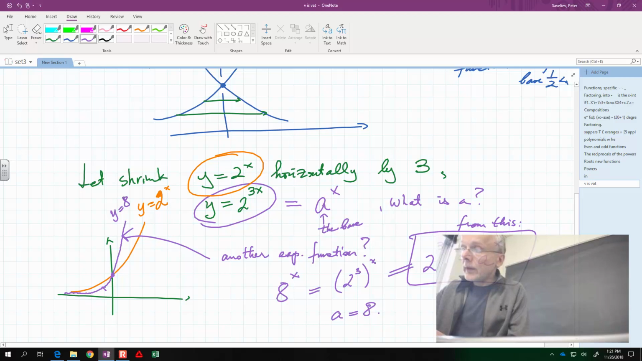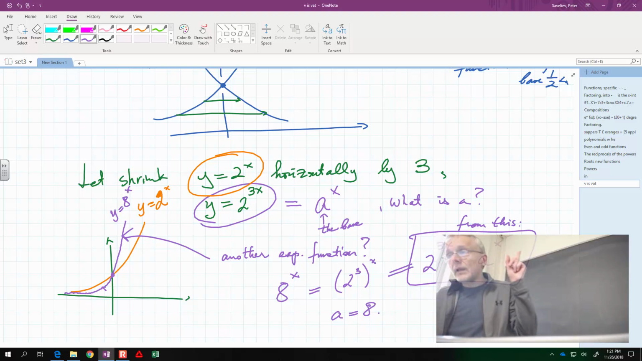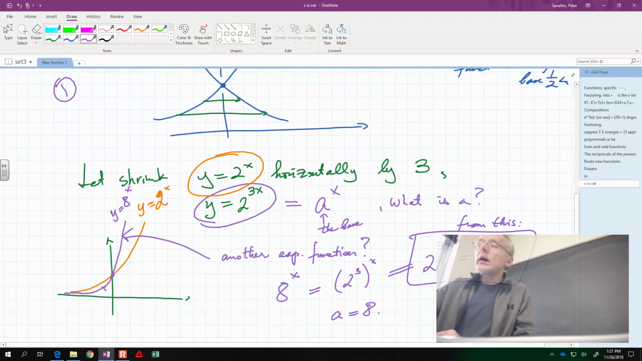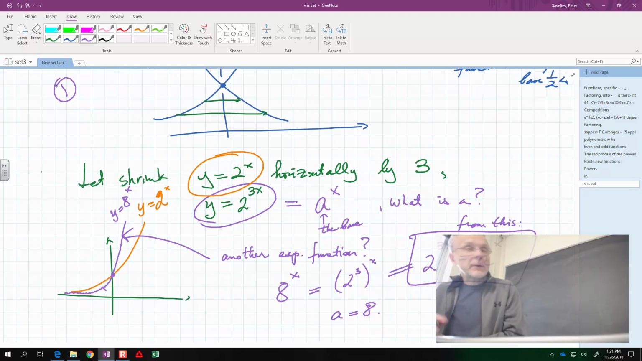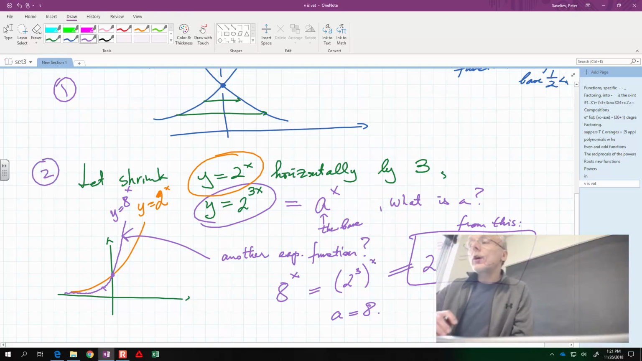Y equals 8x. So it's also an exponential function, just the base is different. So horizontal flipping, the previous example, showed that horizontal flipping of an exponential function produces another exponential function. Now, horizontal shrinking or stretching of an exponential function also produces an exponential function, just a different base.